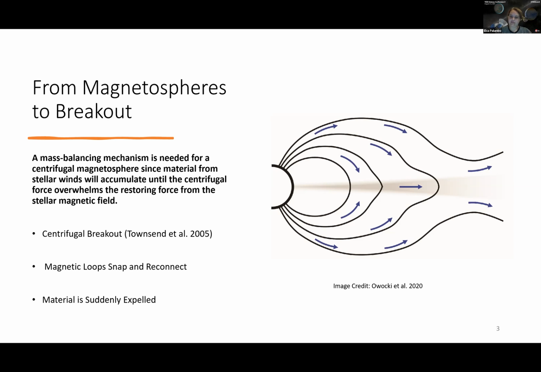So this means that there must be some sort of mass balancing mechanism, some way for material to escape away from the centrifugal magnetosphere. And in the literature, the first mass balancing mechanism that's been discussed is called centrifugal breakout, and that was introduced by Townsend et al. in 2005. The way this would work is that as soon as this critical mass is reached, the magnetic field lines constraining the plasma would snap, the material would spew out, and then the field lines would suddenly reconnect again.